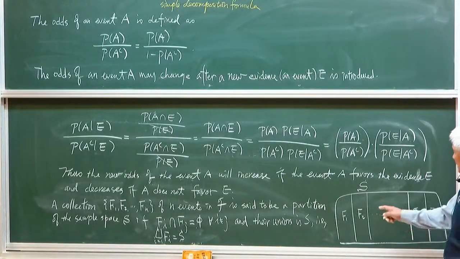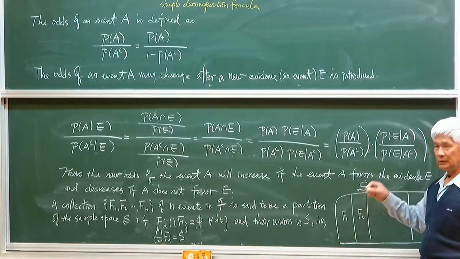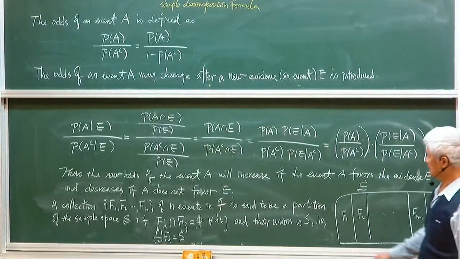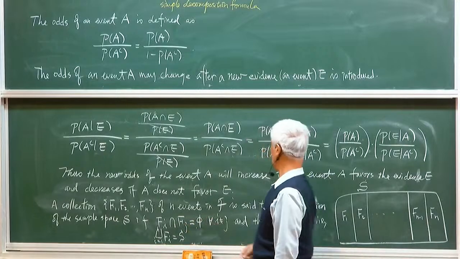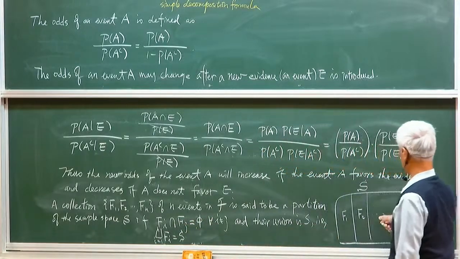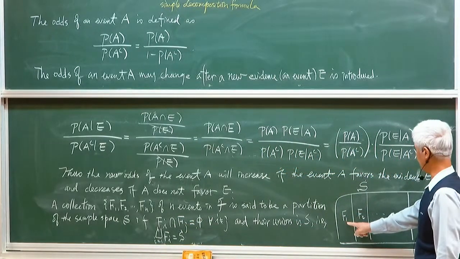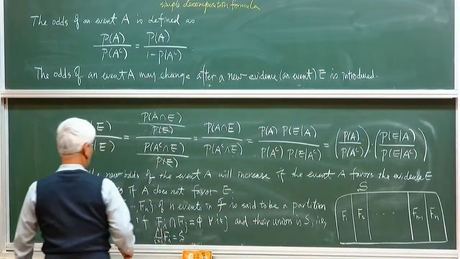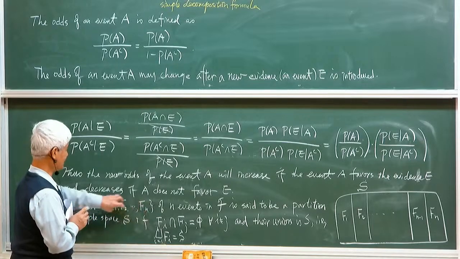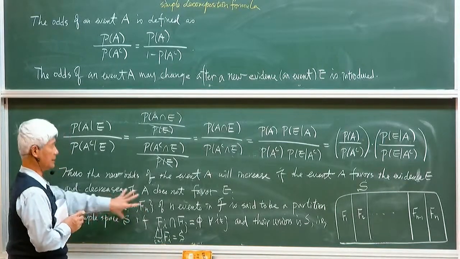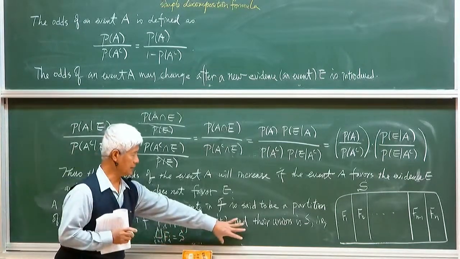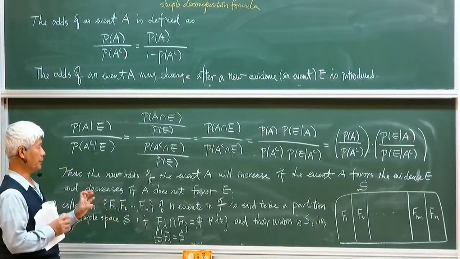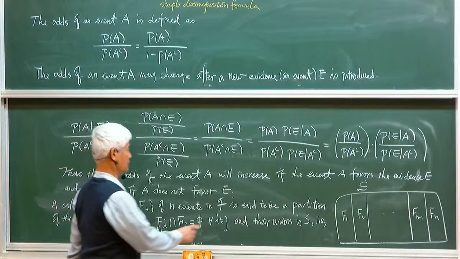You can see F sub i and F sub j are disjoint from each other for i not equal to j, so they are mutually exclusive, and their union is X. You can see that X is the union of F1, F2 up to Fn. So when we collect these n events together and they satisfy these properties, this collection is called a partition of the sample space.